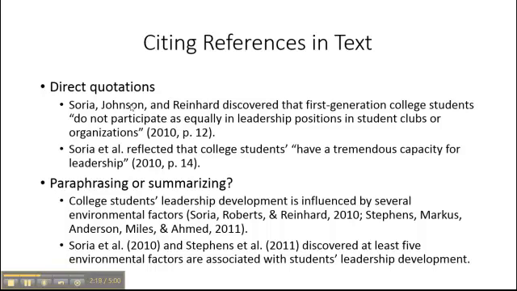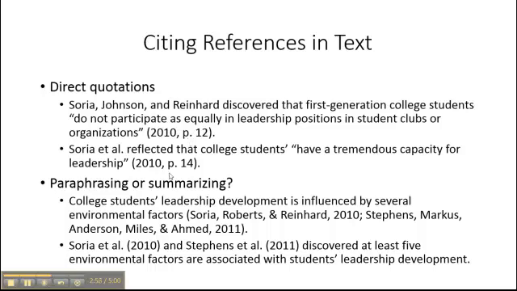So one is be sure to list all of the authors, especially the first time that you cite them. This particular rule is important when you're listing authors that are under 5. So if there's 5 or under authors, you need to write them all out the first time that you cite them. And then thereafter you can use et al., which means and others, in text. So you might write Soria et al. reflected that college students have a tremendous capacity for leadership, and we can see that that quotation was found on page 14 of their particular text. This is perfectly acceptable as long as you first list all the authors in text at least one time.